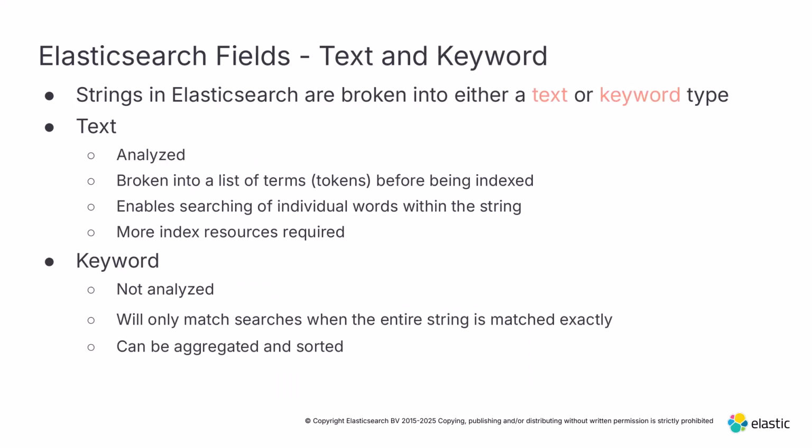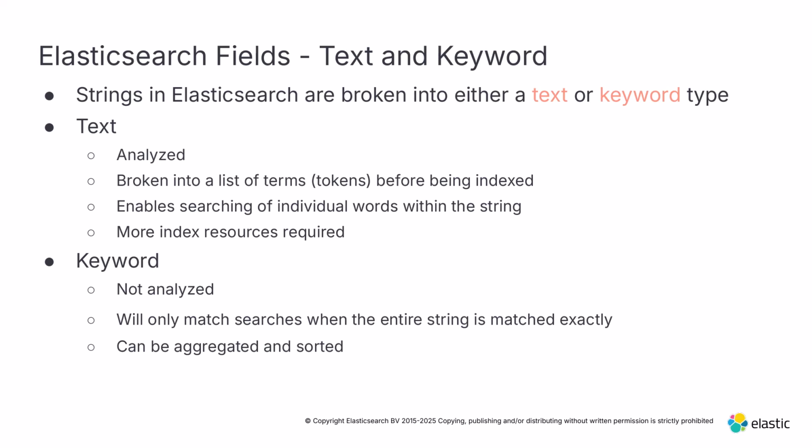Strings are broken into text or keyword types. Text fields undergo analysis during indexing, breaking strings into individual terms, like tokens, through tokenization. This suits longer, unstructured strings like user agent strings or fields requiring individual word searches. Text fields require more index resources and may search slower.